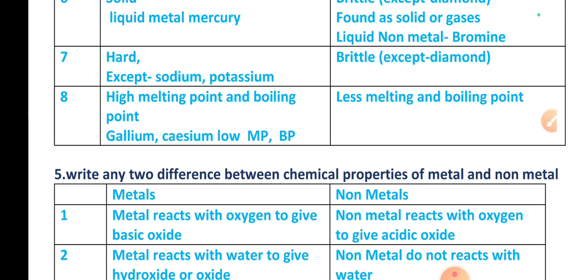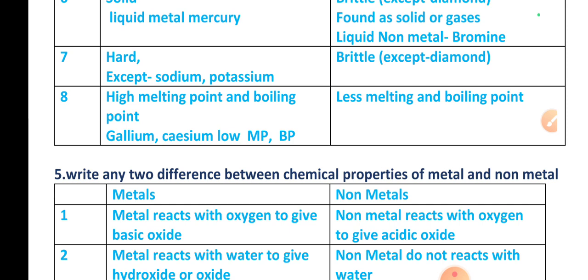Metals have a high melting point and boiling point, for example iron, copper, zinc. Non-metals have a low melting point and boiling point. One exception to high melting point and boiling point is gallium and cesium. Both are metals, but they have a low melting point and boiling point.